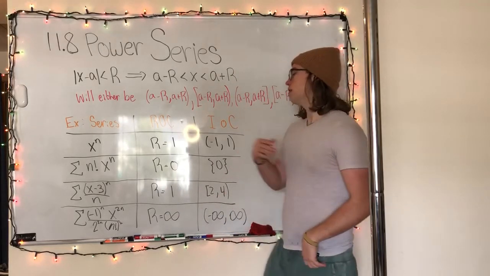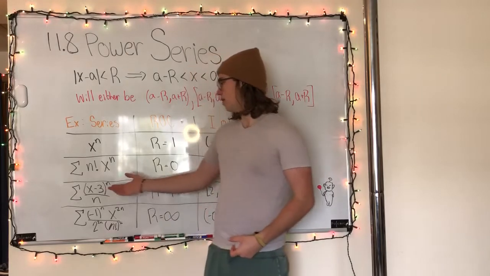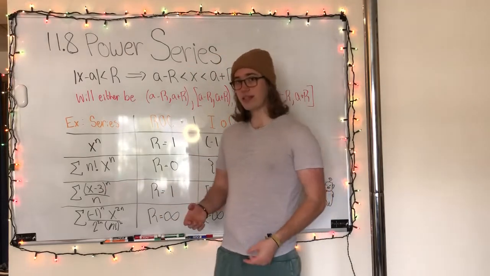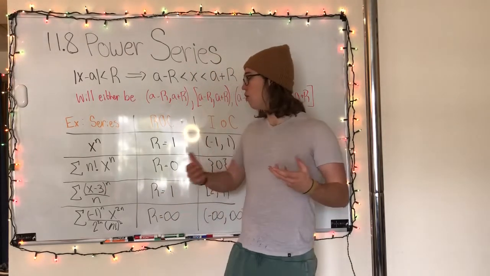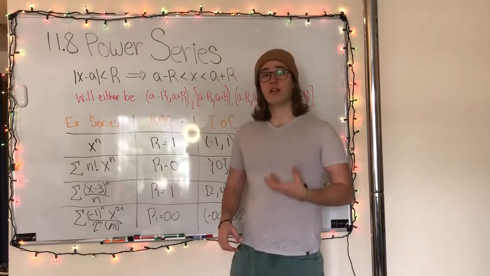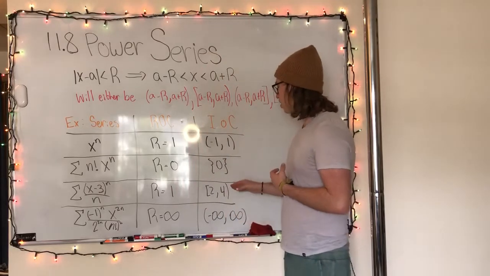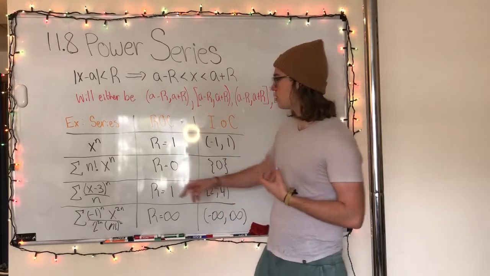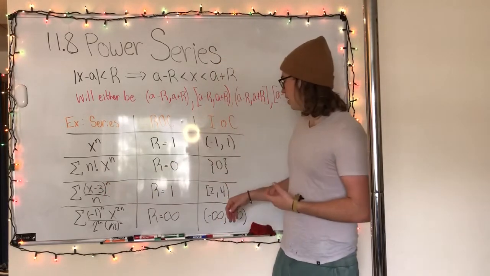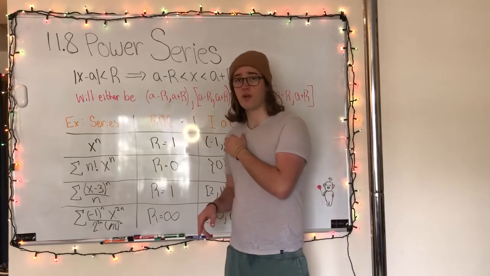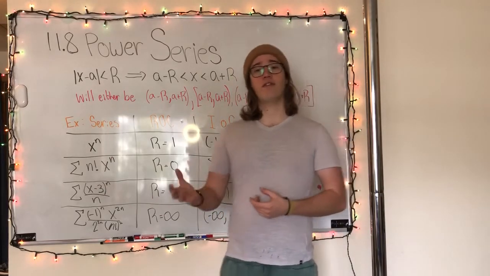Now we move on further and we have the series (x minus 3) to the n over n. Well, our radius here is going to be 1 as well. And now our interval of convergence is going to be a little different because we have this (x minus 3) to the n. Well, it's going to be from 2 to 4, where 2 is included and 4 is not.